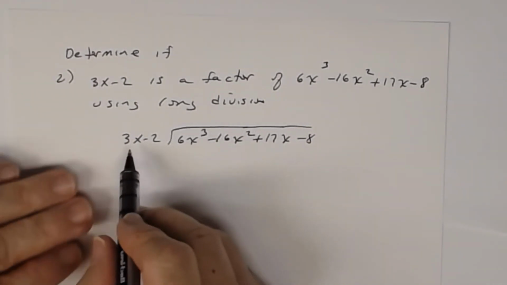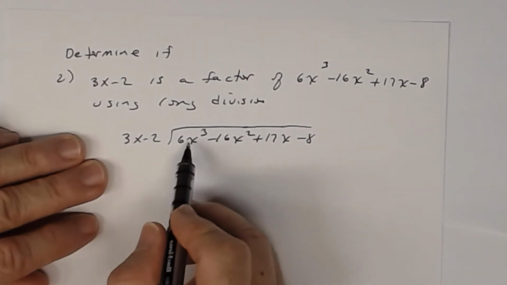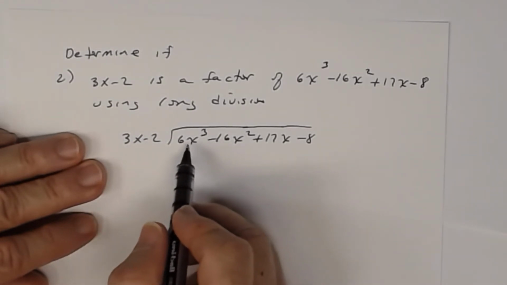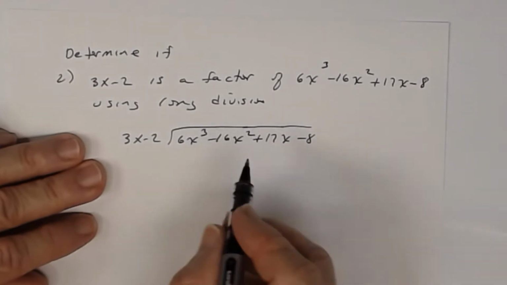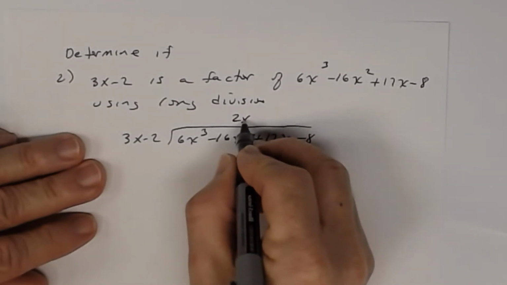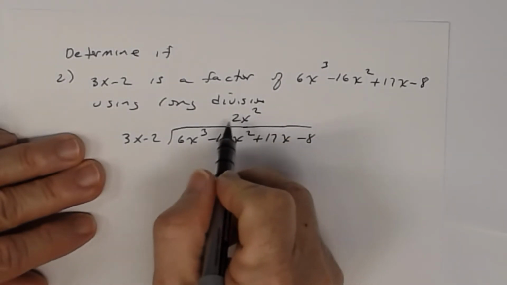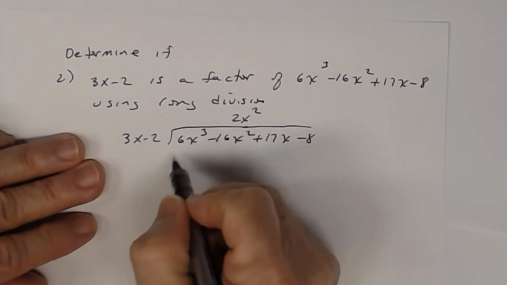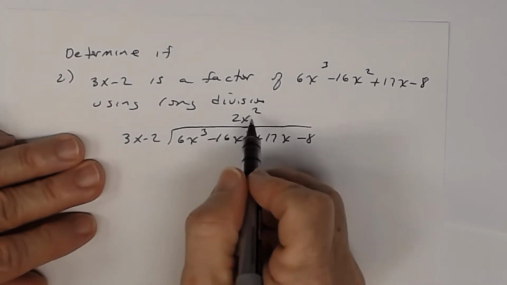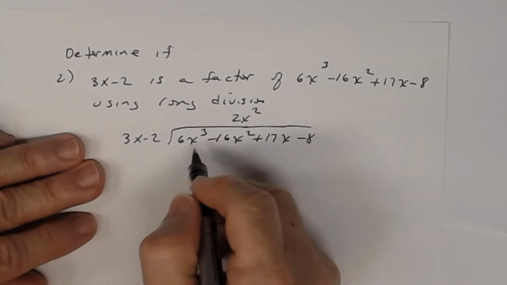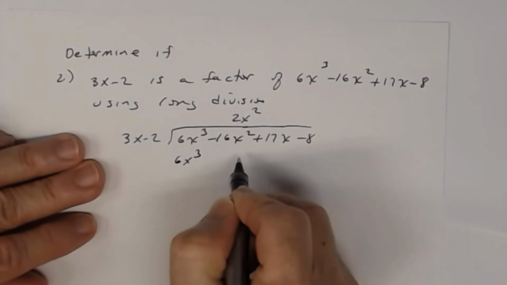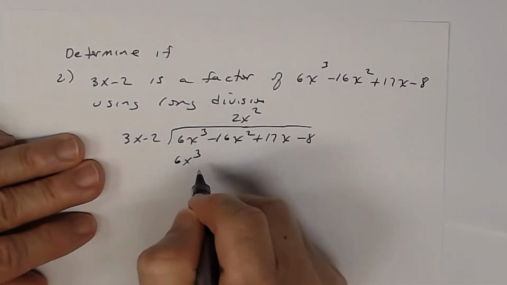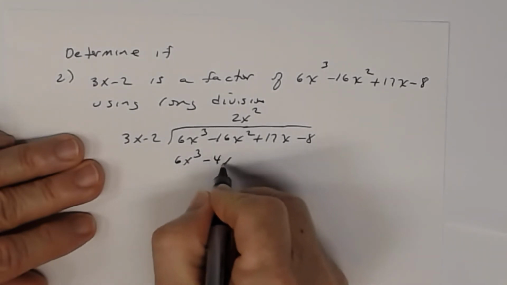All right, so 3x will go into 6x cubed. So 3 goes into 6 2 times, x goes into x cubed x squared times, so it'll be 2x squared. So we put 2x squared here. If you're doing this correctly, whatever you put here, when you multiply this by this, you better get 6x cubed, right? Because those have to cancel out. So 2x squared times 3x is 6x cubed. 2x squared times a negative 2 is a negative 4x squared.